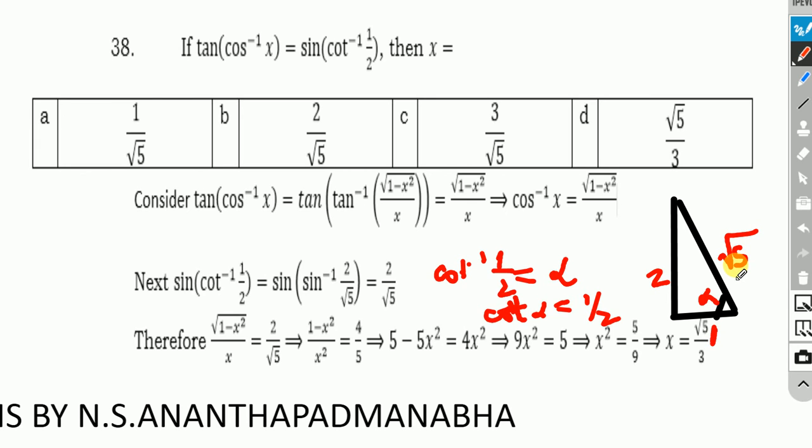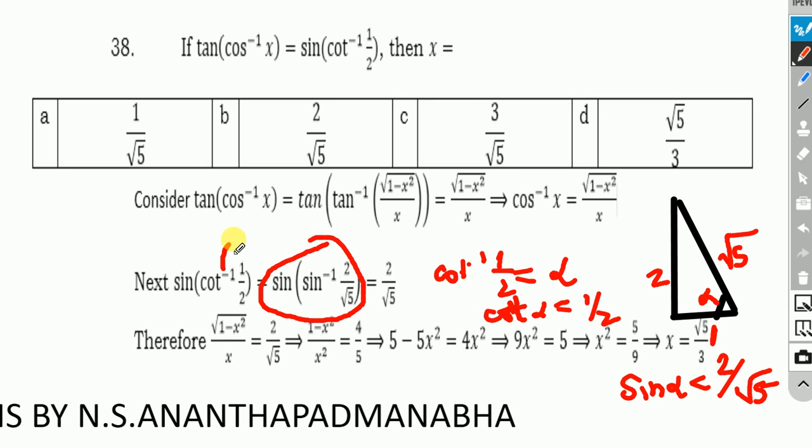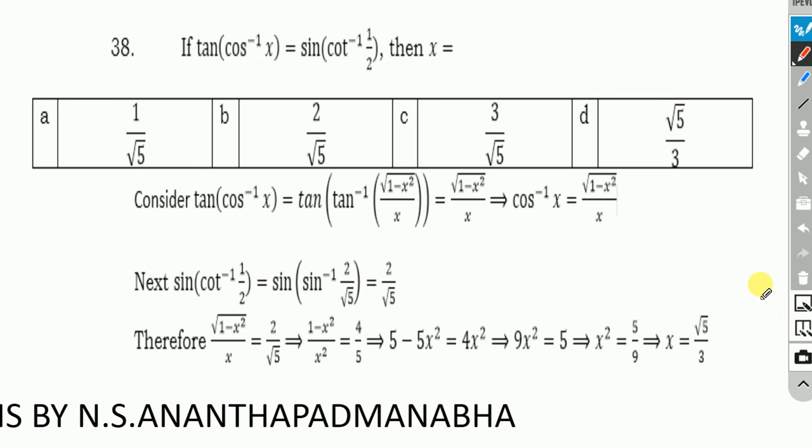Sin theta in this case, that is sin alpha, will be 2 by root 5. So 2 by root 5 means alpha is sin inverse of 2 by root 5. So instead of cot inverse of 1 by 2, I can write sin inverse of 2 by root 5. So now sin of sin inverse x is x, that is 2 by root 5. Now you can compare. It is given tan of cos inverse of x is equal to sin of cot inverse of 1 by 2. So let us equate this.